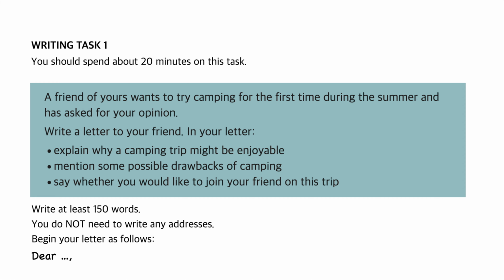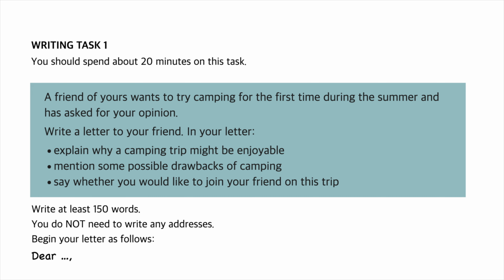Next question. A friend of yours wants to try camping for the first time during the summer and has asked for your opinion. Write a letter to your friend. In your letter, explain why a camping trip might be enjoyable. Mention some possible drawbacks of camping. Say whether you would like to join your friend on this trip. What tone? You're writing to a friend of yours, so the tone is informal.